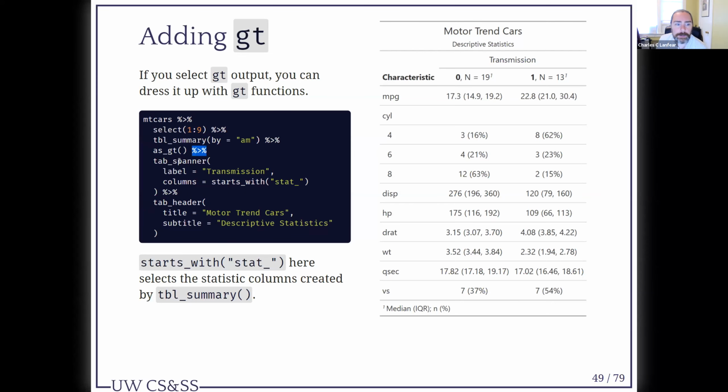And then I'd say tab_spanner. I'm going to add a label across all columns that start with the text stat_. This is a way to make a spanner across the two statistic columns inside GT Summary. It turns out under the hood, they're named stat_ something. So it adds this spanner and then a horizontal bar across it. And then I add a tab_header using standard GT syntax for motor trend cars descriptive statistics. So I dressed up a table a little bit using some GT syntax. It's the same table as before, but now it looks a little bit nicer.